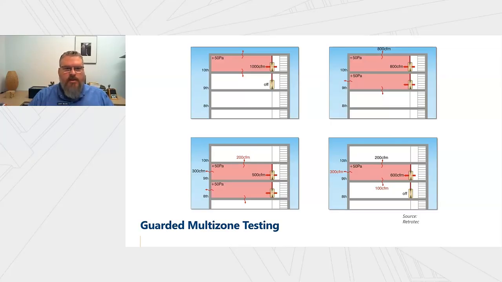We call this guarded multi-zone testing, where essentially, if you were going to start at the top of the building, if you pressurize that top floor, you're going to be measuring the leakage out of all 6 sides. And we don't want to measure that leakage. We just want to know the enclosure leakage. And so we want to essentially zero out the leakage across the floor.